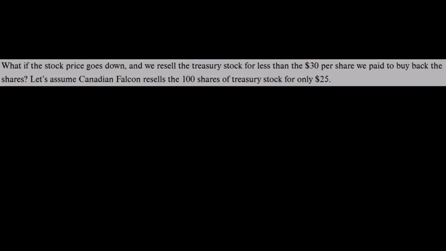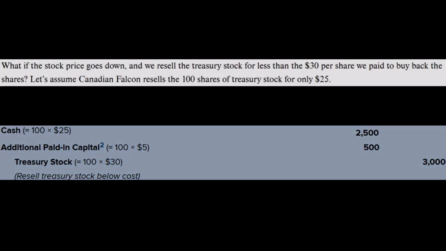If the stock is resold for less than its cost, the loss is not recorded on the income statement. Instead, first, the loss is debited against any existing balance in additional paid-in capital from treasury stock. If that balance runs out, any remaining loss is debited directly to retained earnings.